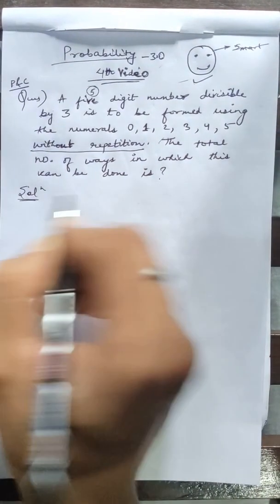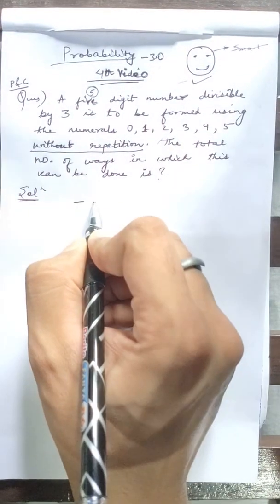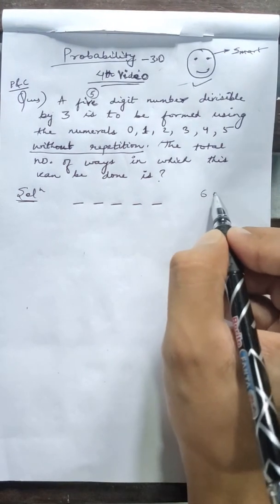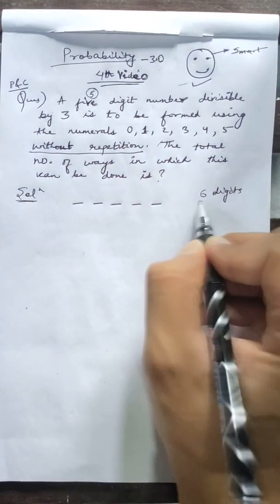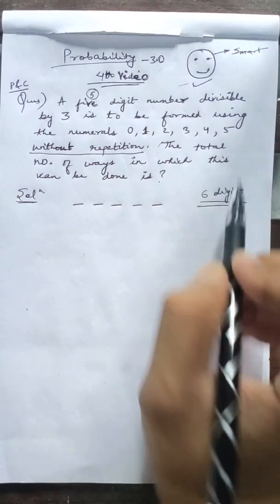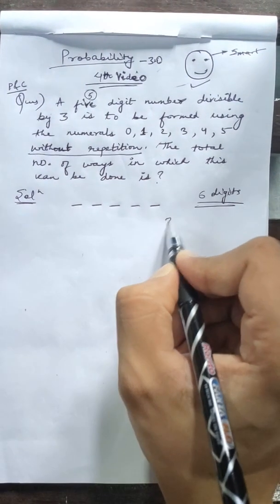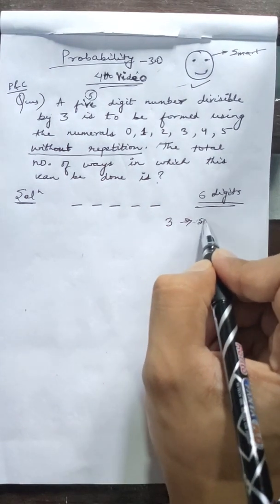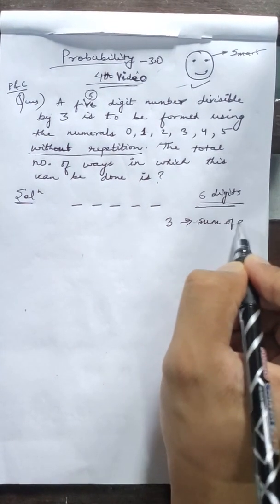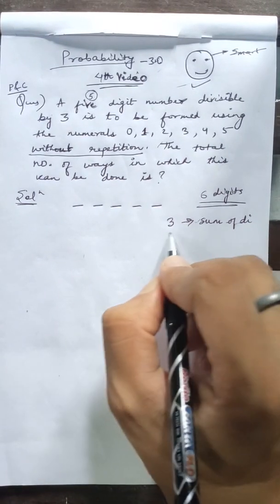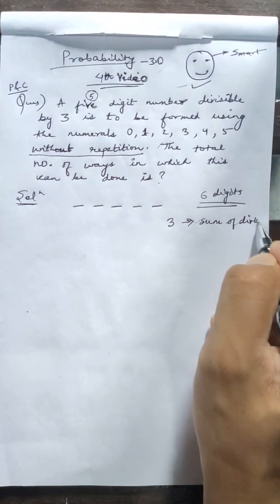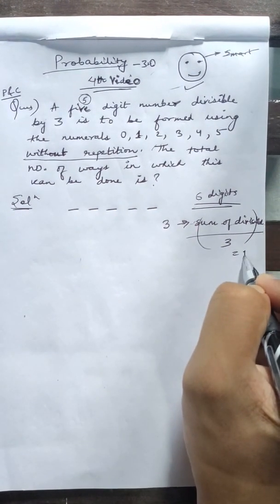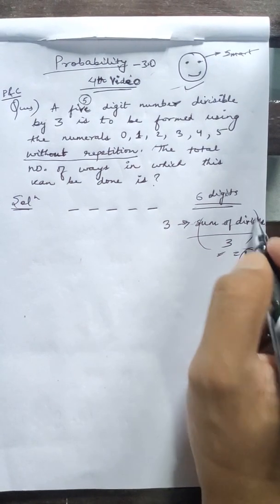So how does this question proceed? We have a 5-digit number, with 5 places, and we have 6 digits with us. Now for a number to be divisible by 3, you must know this, you already know about it, that the sum of the digits should be divisible by 3. Then that number will be divisible by 3. So this has to be happening.